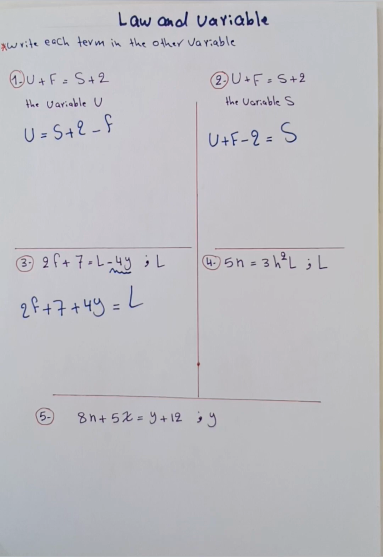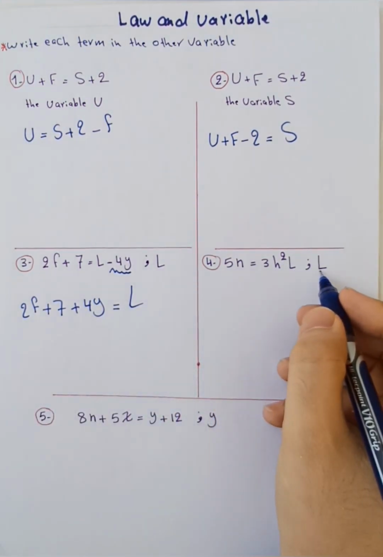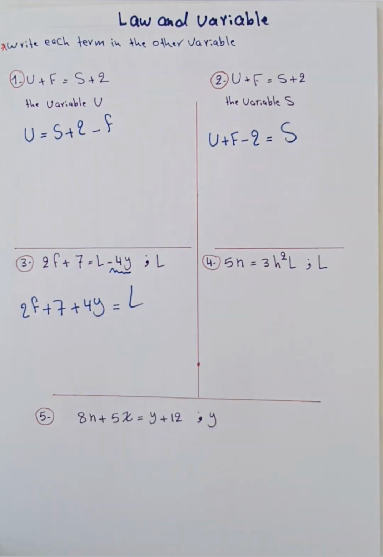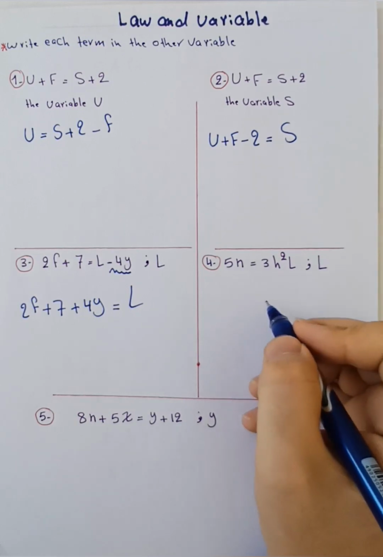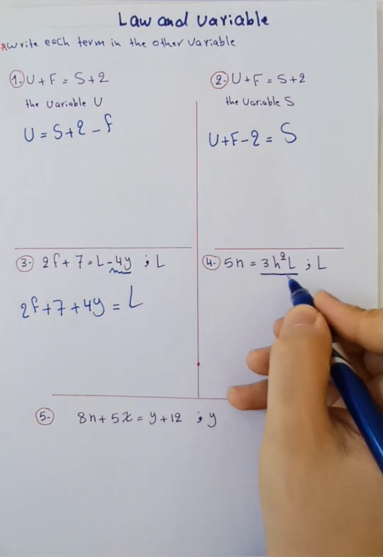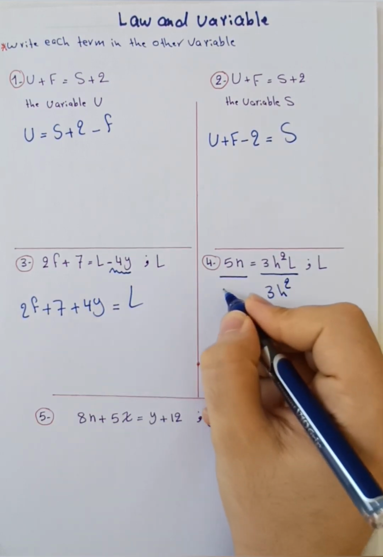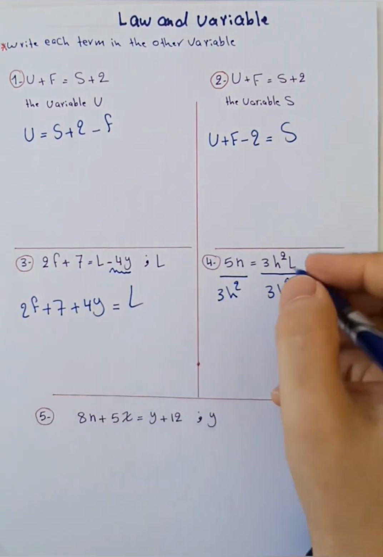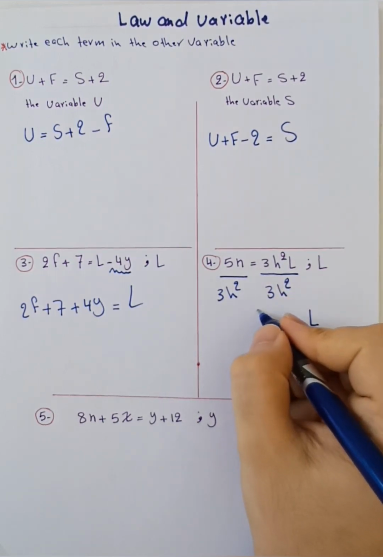Example number 4, we have 5n equal to 3h squared L, and the variable L, we have to make this equation L stay alone. So we have a multiplication equation, so we have to divide both sides by 3h squared. 3h squared and 3h squared, these two terms are reduced. L stay equal to 5n out of 3h squared.